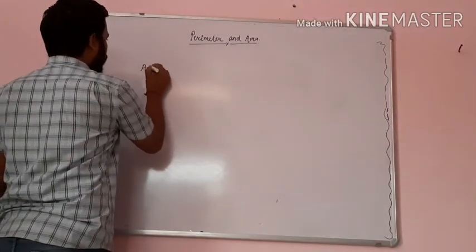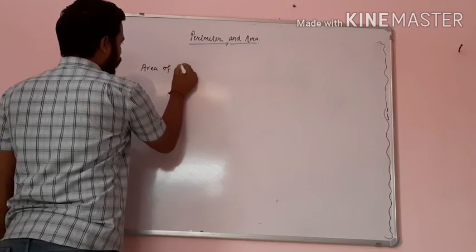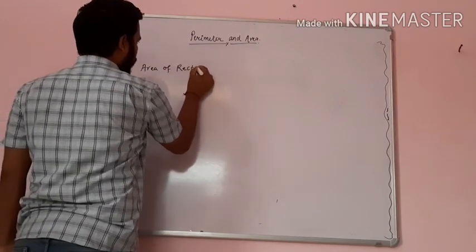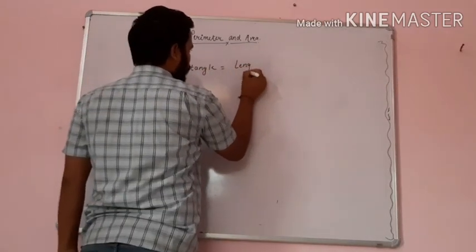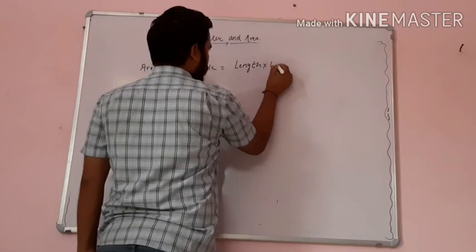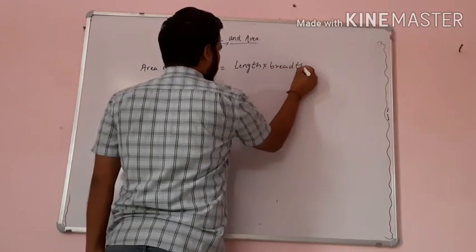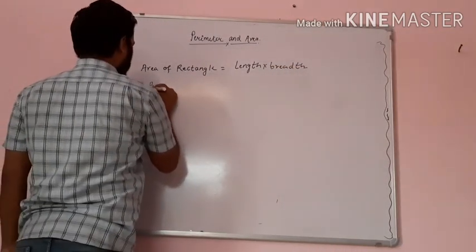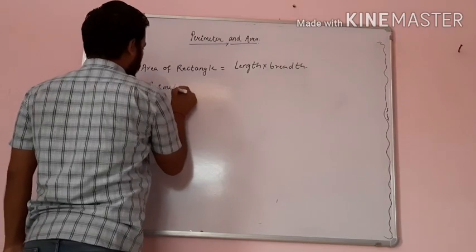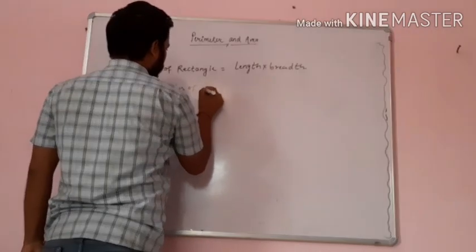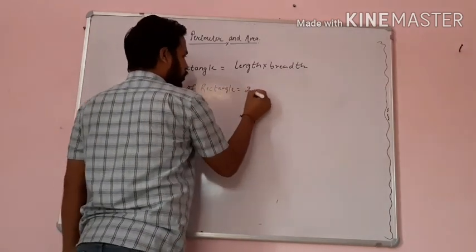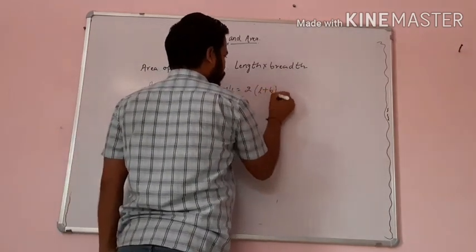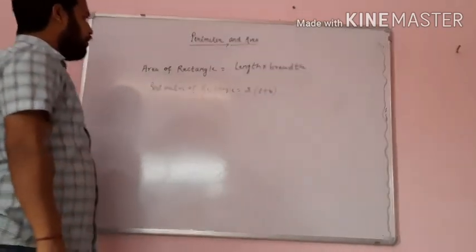Area of rectangle is length multiplied by breadth, and perimeter of rectangle is 2 times (L plus B). Similarly, we will see the formula for the square.